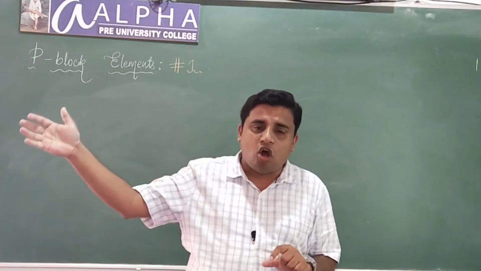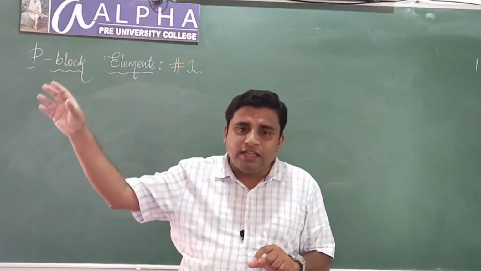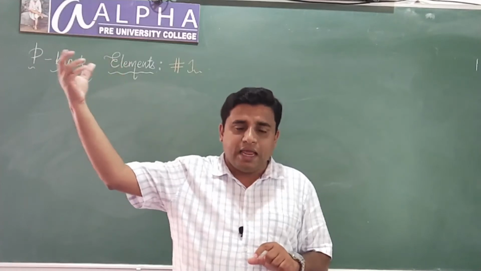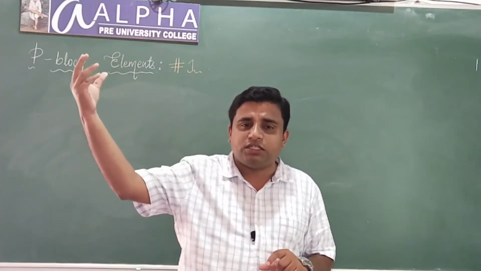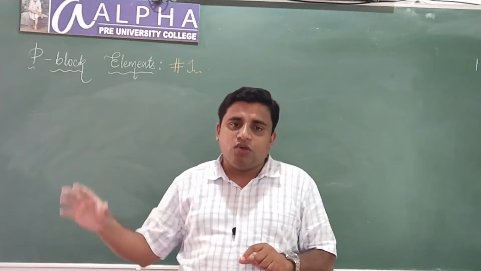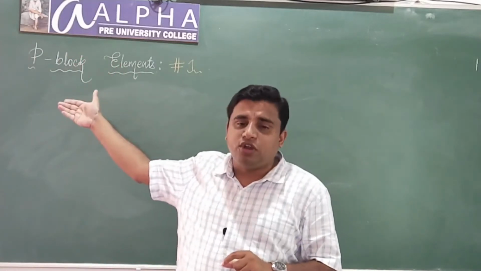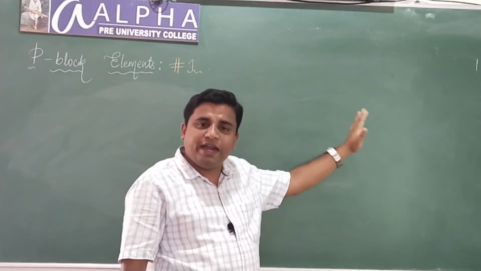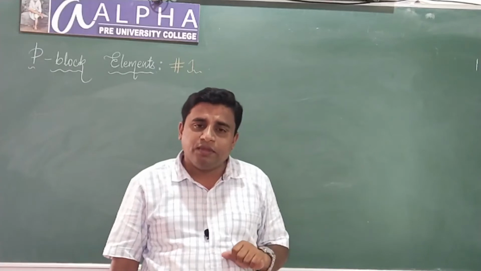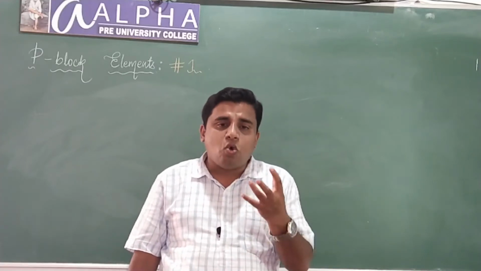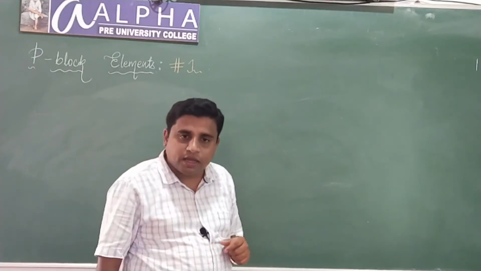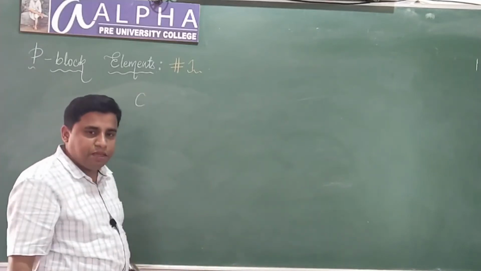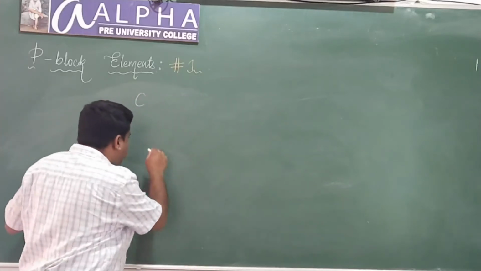If you can recall, S block had 2 groups, group 1 and group 2. Group 1 elements are called alkali metals, group 2 elements are called alkaline earth metals, which are placed at the extreme left of the periodic table. P block is placed at the right of the periodic table. Can you please tell me what are P block elements? Don't you think carbon is a P block element? Yes, carbon is a P block element. Oxygen is a P block element.